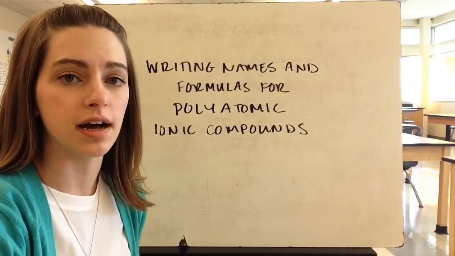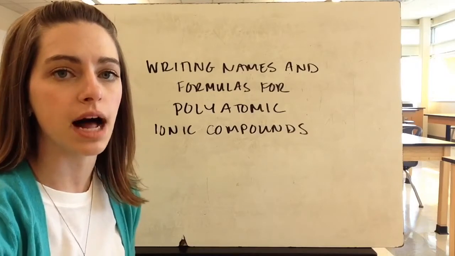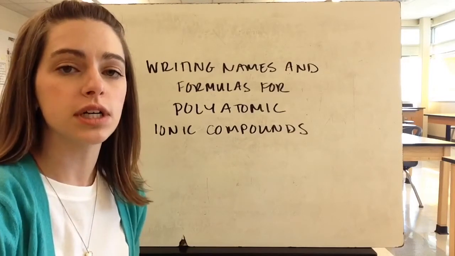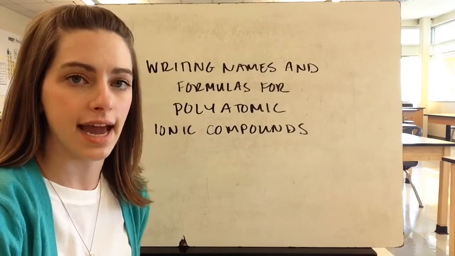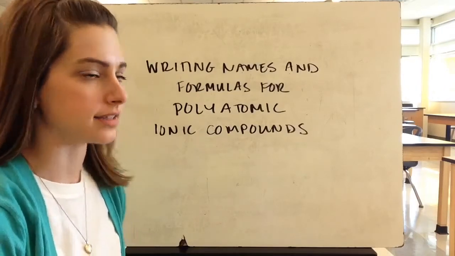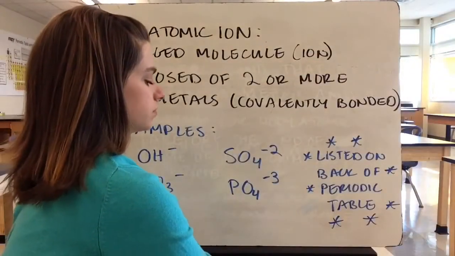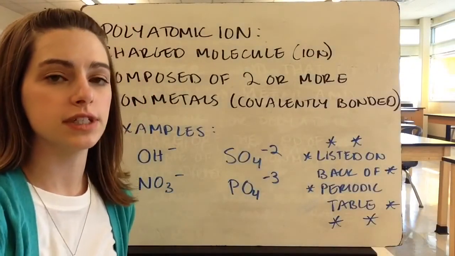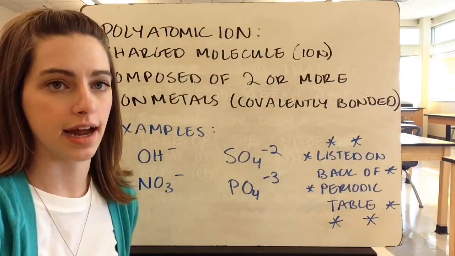Our third type of ionic compound is an ionic compound that contains something called a polyatomic ion. So we're going to learn how to name ionic compounds and write their formulas if they have polyatomic ions. Before we can move into the naming and writing formulas, we have to learn what a polyatomic ion is.